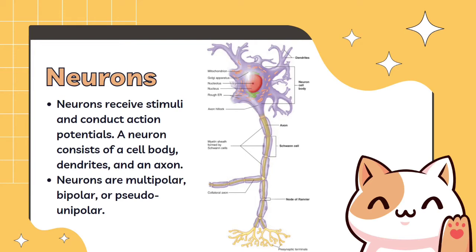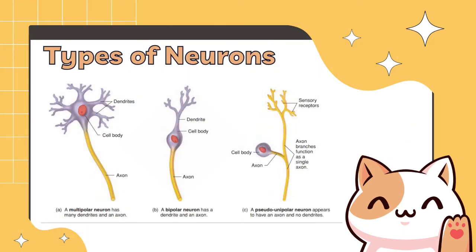A neuron consists of a cell body, dendrites, and an axon. Neurons can either be multipolar, bipolar, or pseudo-unipolar. Here you can see an illustration of the different types of neurons. The first one is a multipolar neuron that has many dendrites and an axon. The second one is a bipolar neuron that has a dendrite and an axon. And the last one is the pseudo-unipolar neuron that appears to have an axon and no dendrites.